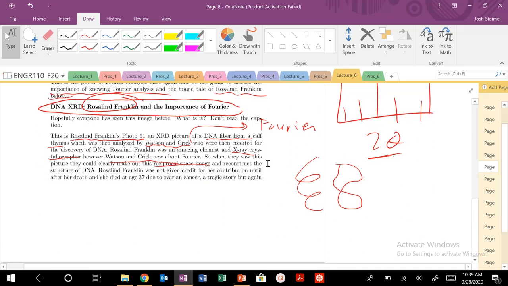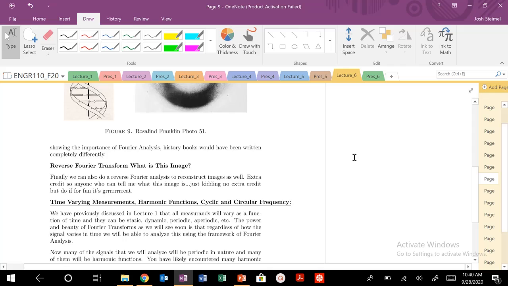So they're credited with it. Now Rosalind Franklin has been given a little bit more credit, but her story is tragic because she was not given credit until after her death. She died at age 37 due to ovarian cancer. She's credited now, and luckily her contributions are recognized by scientists. But again, without Fourier analysis, you could miss out on fame and a Nobel Prize.